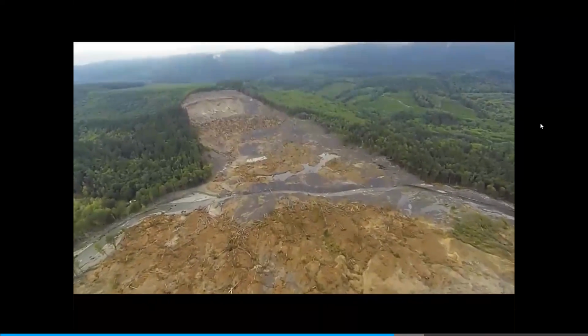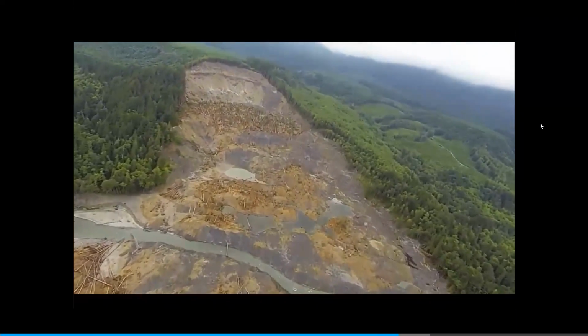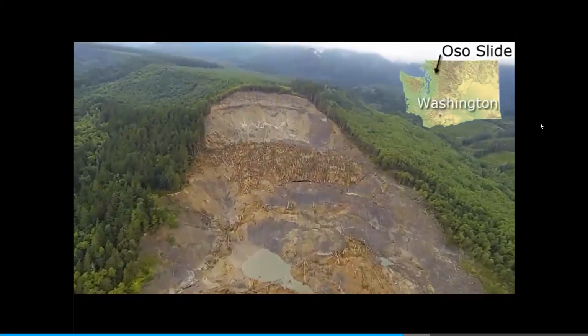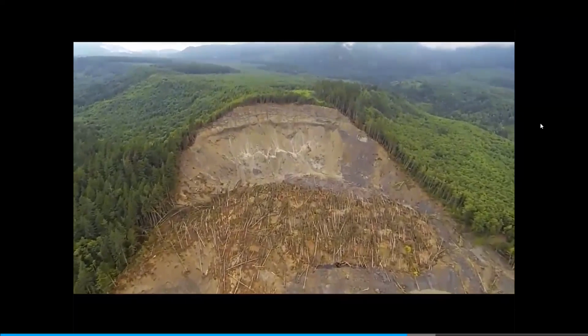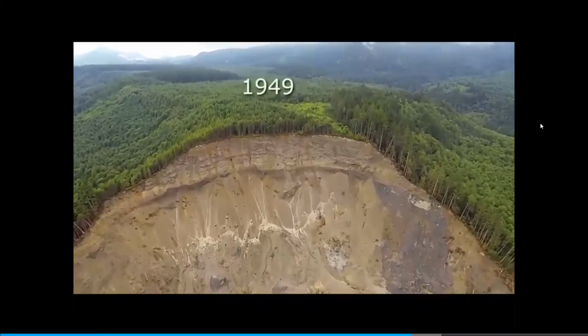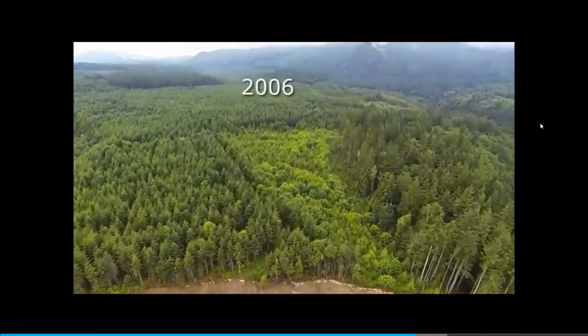Our final stop on this landslide tour is along the Stillaguamish River north of Seattle. The region had received higher than normal precipitation before the Oso slide occurred in 2014. Slides had happened above the tiny community of Oso many times before: 1949, 1951, '67, '88, 2006.